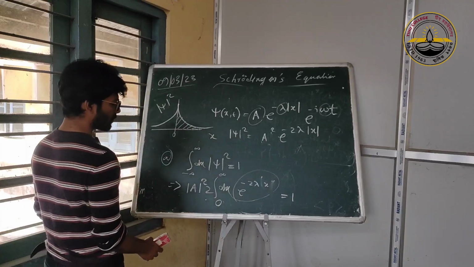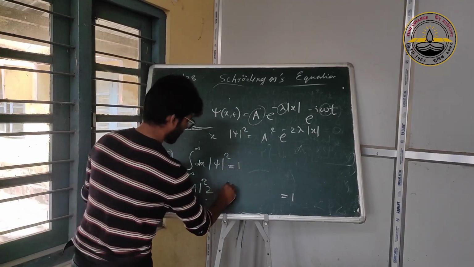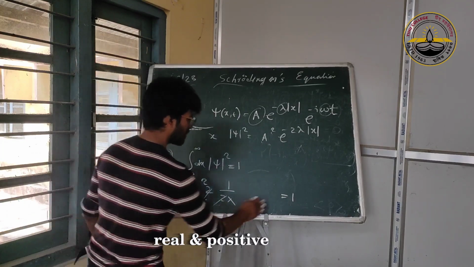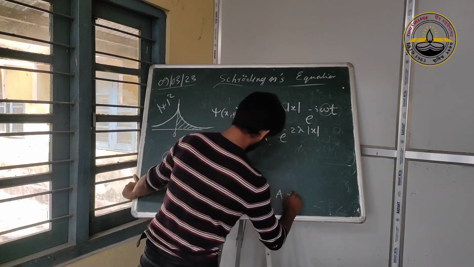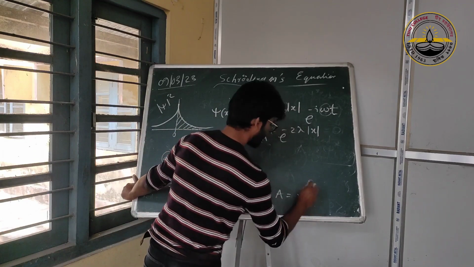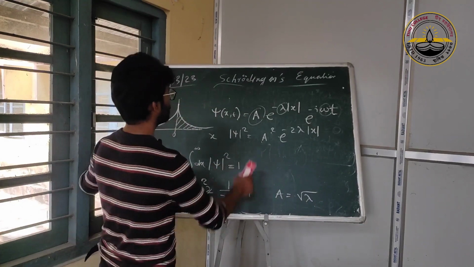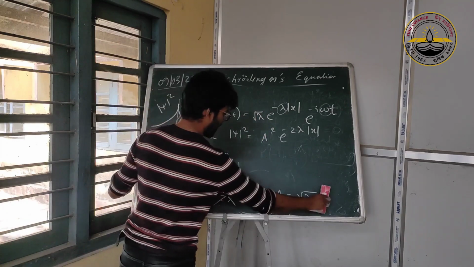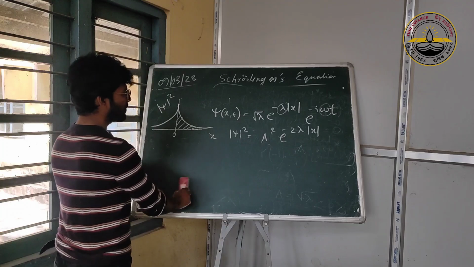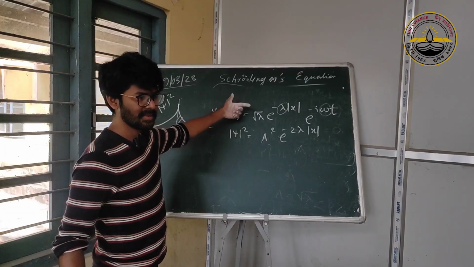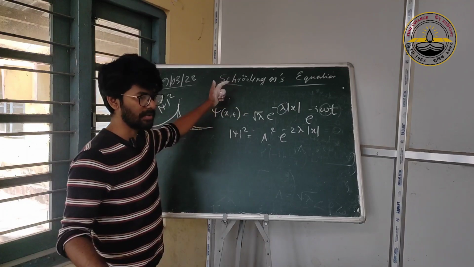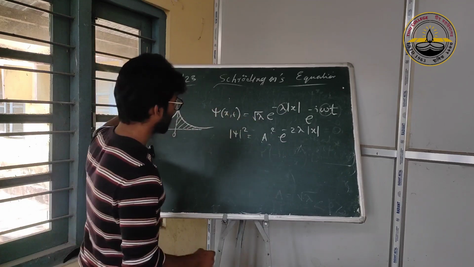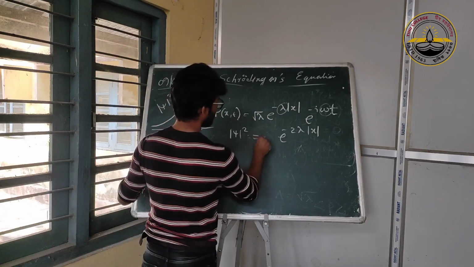That will be what? 1 over 2 lambda. The 2 goes away. Mod a square is just a square because it's a real number. So your a becomes the square root of lambda. Now you go back, you put the value of a here. And now your wave function is normalized. Now the integration of mod chi square will always be 1, right? You fixed it by finding out the value of a using that condition. So mod a square is lambda.